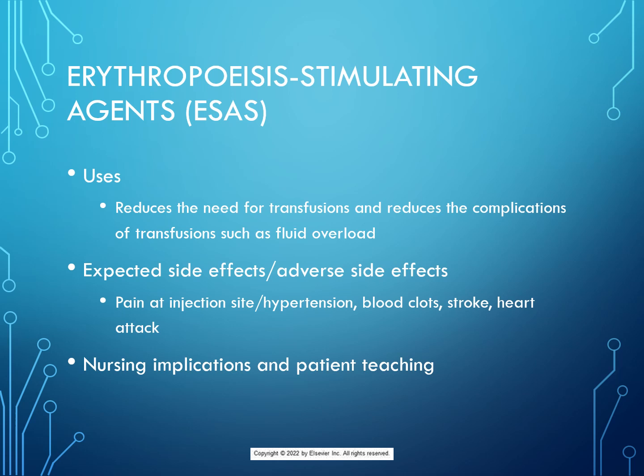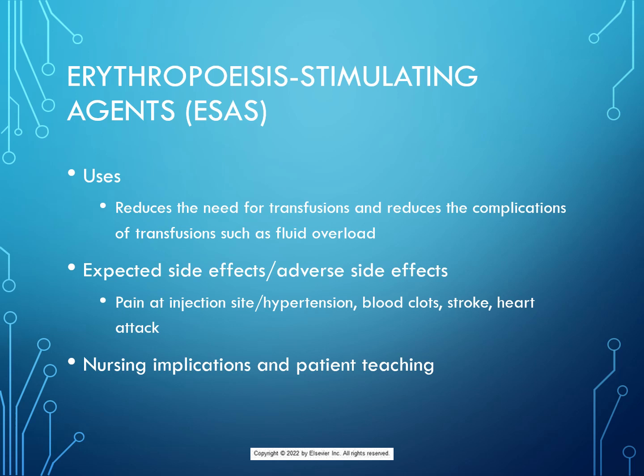Pain at the injection site is the most common side effect of ESAs. Generalized body aches and pain, rash, redness, or warmth at the injection site can occur. As red blood cell production increases, the blood becomes thicker. This could increase the risk of hypertension, blood clots, stroke, and MI. There is also a risk of severe allergic reaction to ESAs.